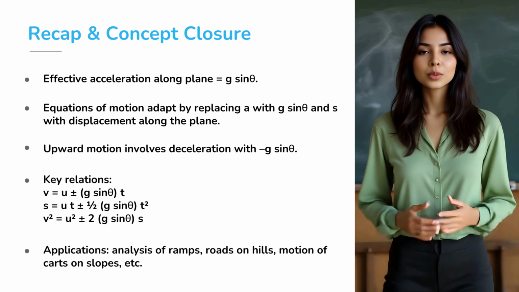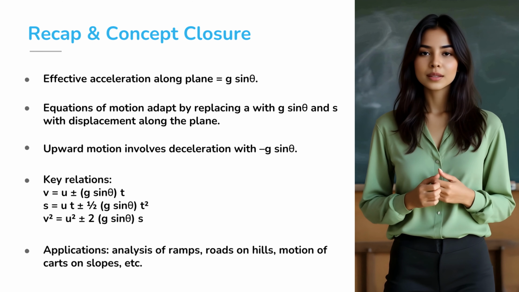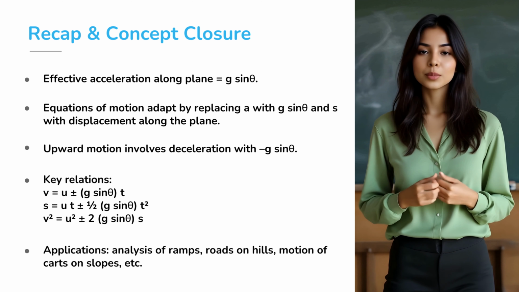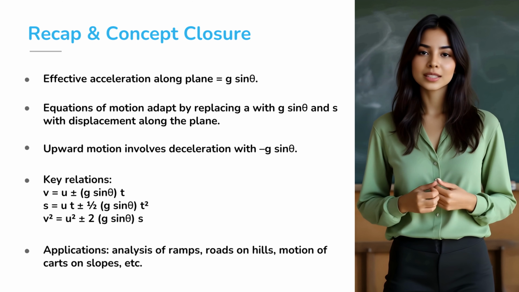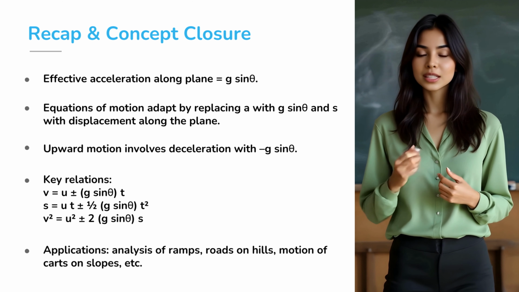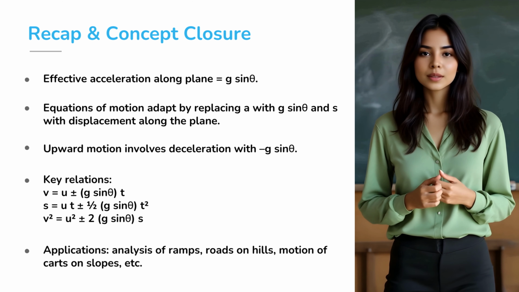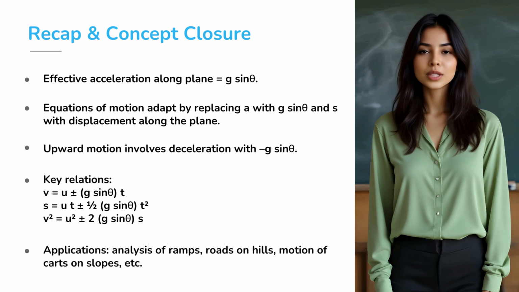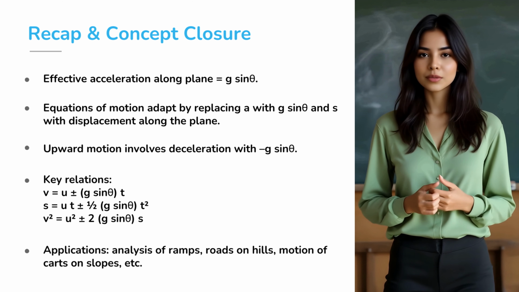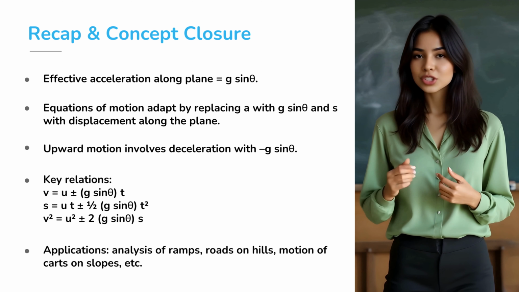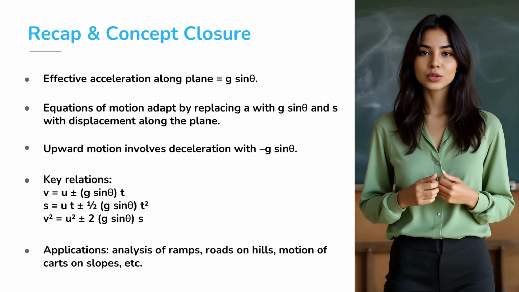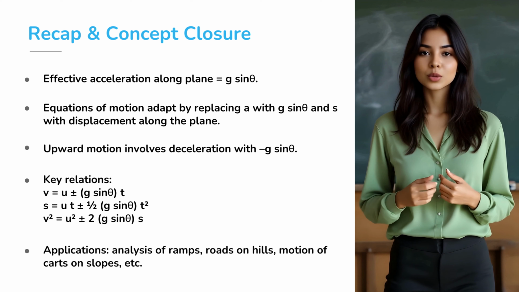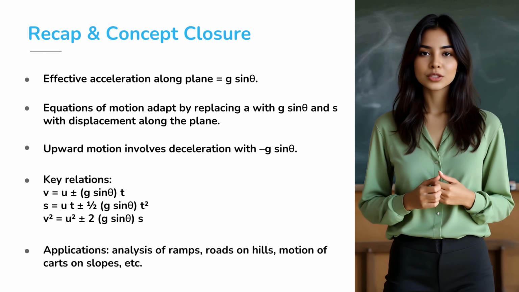Let's quickly recap what we've learned. On a smooth inclined plane, the effective acceleration is always g sine theta. The three equations of motion adapt beautifully by replacing acceleration with g sine theta. For downward motion, velocity and distance increase under g sine theta. For upward motion, deceleration occurs due to negative g sine theta until the body comes to rest. Key relations are v equals u plus or minus g sine theta into t, s equals ut plus or minus 1 by 2 g sine theta into t squared, and v squared equals u squared plus or minus 2g sine theta into s.